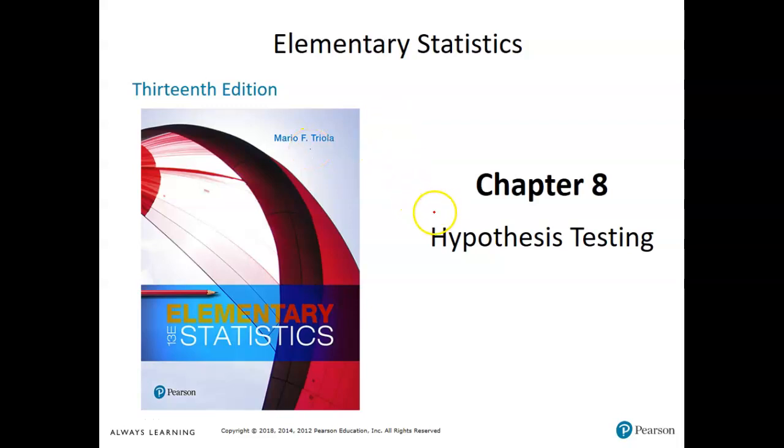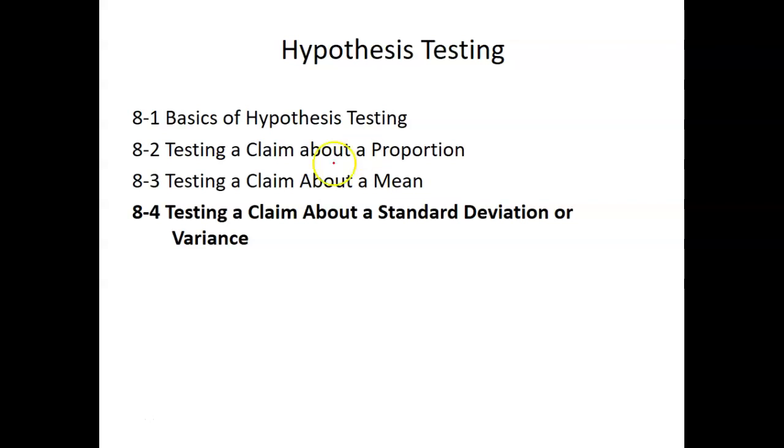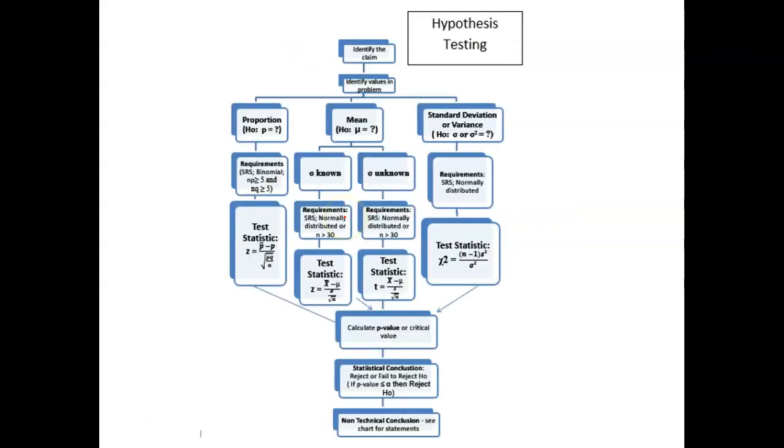Okay, today we're going to be continuing Chapter 8 and actually finishing Chapter 8 on hypothesis testing. So our studies today, we're going to be focusing on Section 8.4, where we're going to be learning about testing a claim that involves a standard deviation or a variance. So far we've looked at proportion, mean, and today we'll do standard deviation and variance.